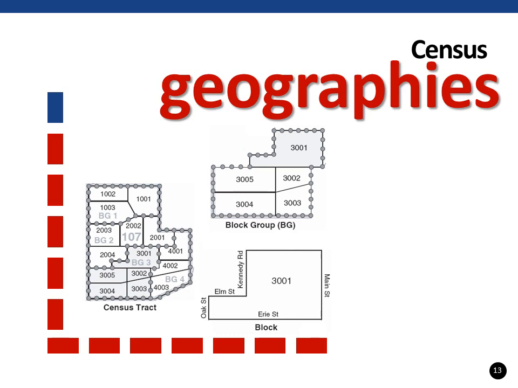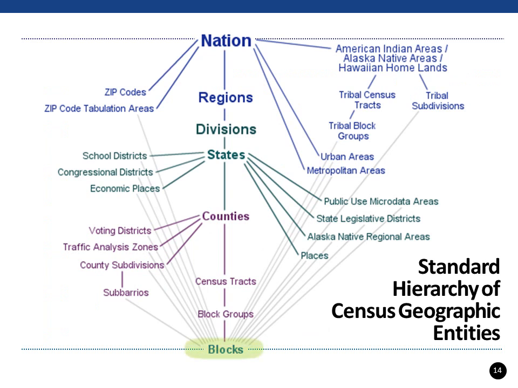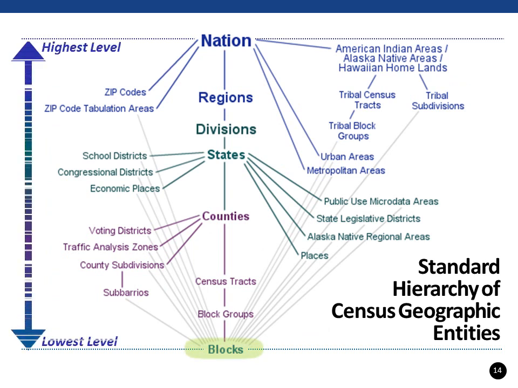Now on to our next topic, the U.S. Census Bureau Census Geographies. The standard hierarchy of census geographic entities is shown in this graphic. The census block is the geographic unit at the lowest level. The nation is the highest level. Notice the geographies along the center column. These have a nested relationship, meaning the higher level geographies are made up of lower level ones that do not cross higher level geography boundaries.